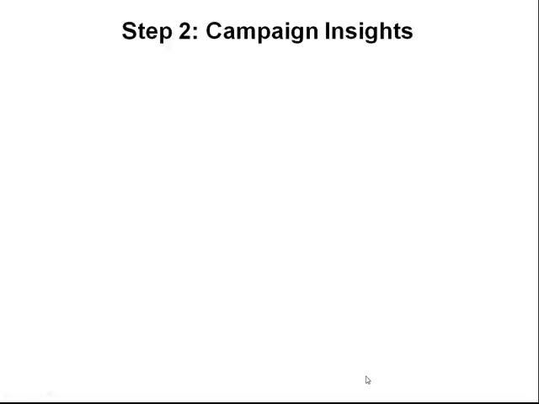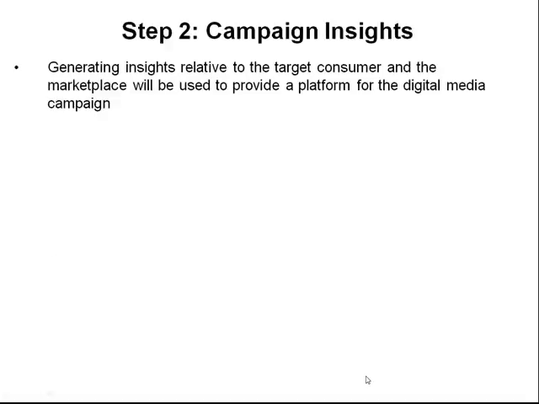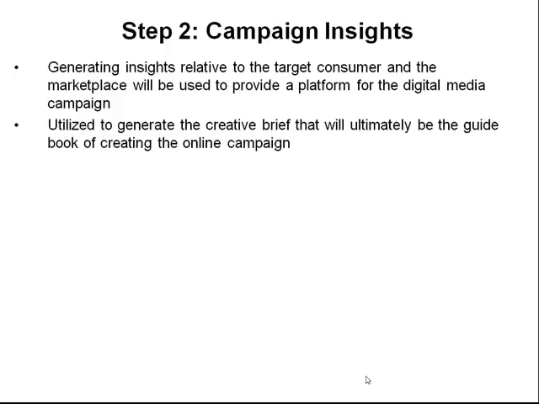So the second step in the overall campaign plan would be to consider campaign insights. Now, you generate campaign insights relative to the target customer and the marketplace. And this is really important: the information that you understand about what your target consumer is looking for is your platform for your overall campaign. You will utilize this information to generate a creative brief that you would send to your agency who's going to work on creating the actual creative and the campaign. This will be a guide, an outline or a template, to make sure that they fall within it.